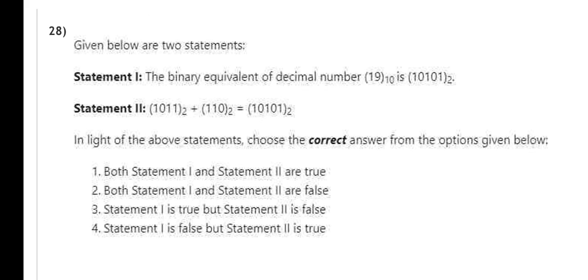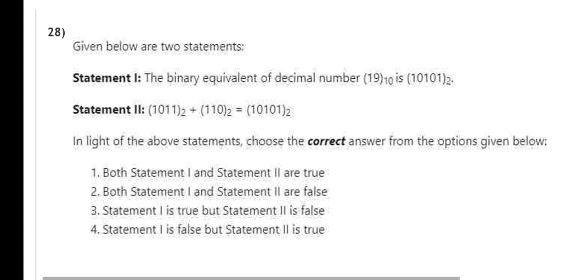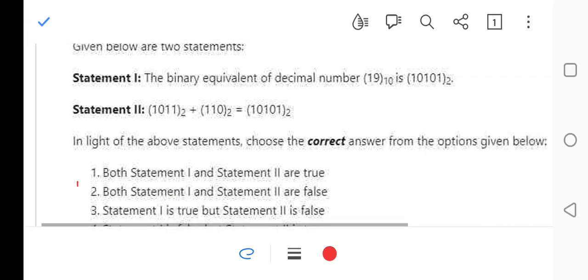Next is given below two statements. One says the binary equivalent of decimal number (19)10 is (10101)2. Statement 2 says (1011)2 plus (110)2 equals (10101)2. So these are the options for you. Both 1 and 2 are true, 1 and 2 are false, 1 is true, 2 is false, 1 is false but 2 is true. So it will be 1 and 2 both are false.